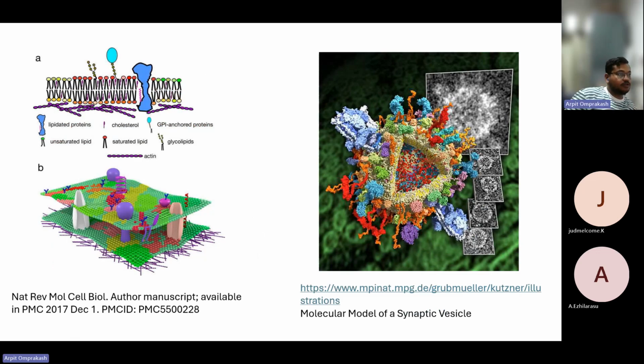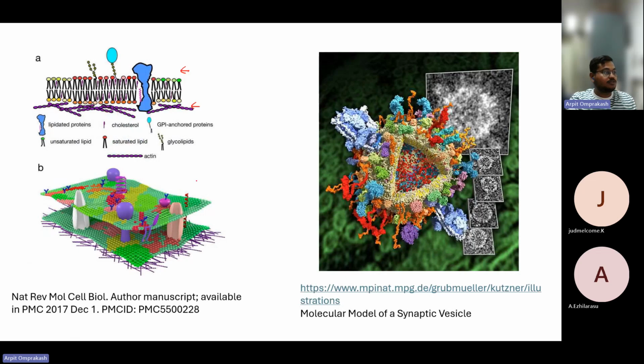Here is again another view of the cell membrane, where we see that this is the external side, this is the internal side, and these are basically GPI-anchored proteins that can flow inside here. Then we have cholesterol, which determines the fluidity of the membrane, as I said before. Then we have saturated and unsaturated lipids, which also influence fluidity. And then on the intracellular side, we have these actin fibers, which are present in the cell membrane. So this whole complex is basically how the cell membrane is formed.